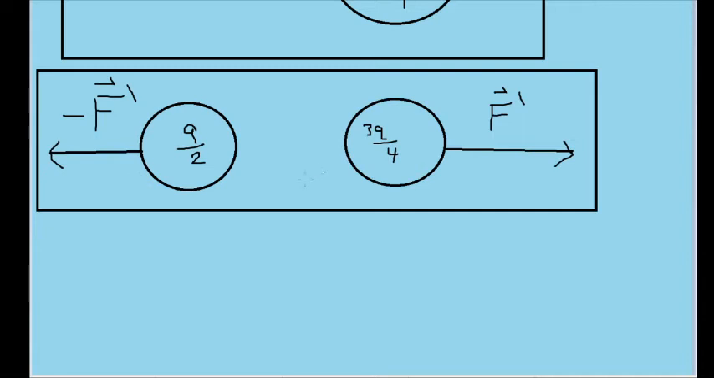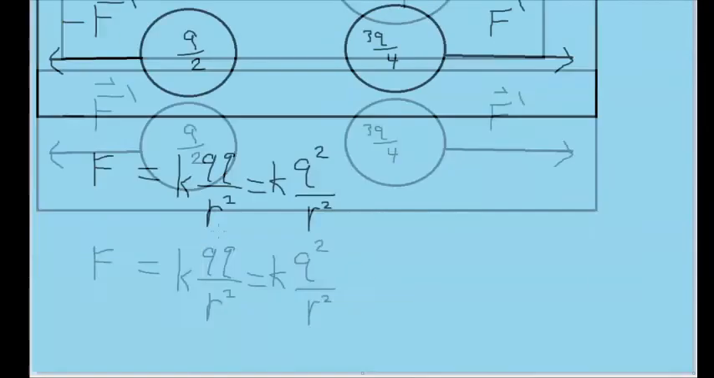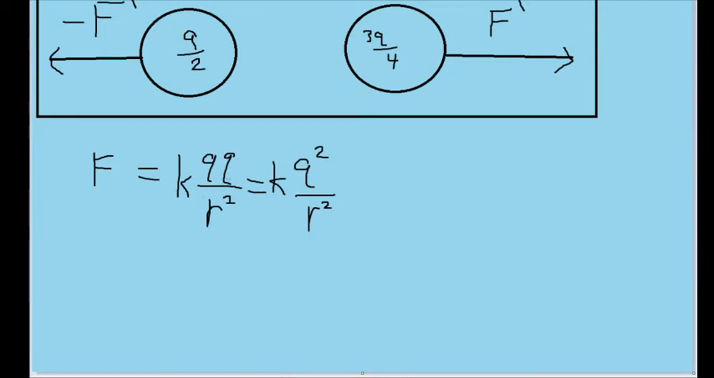Now we can find the electrostatic force of both F and F prime using Coulomb's law. F, or the force between the two particles initially, can be written as the constant K times both of the charges, which are equal, divided by r squared.